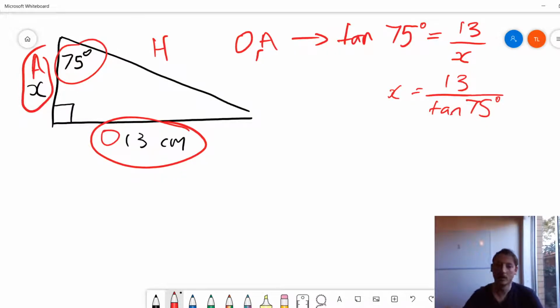When you put it in the calculator, remember your bracket. 13 divided by tan 75. 3.48. And we're using centimeters. And there we go. So that is finding the denominator. Really not too different, but definitely worth practicing.